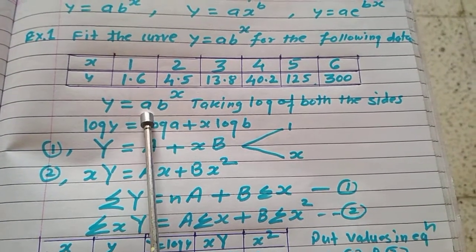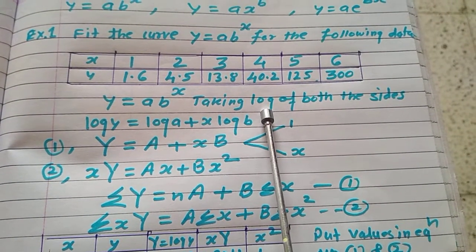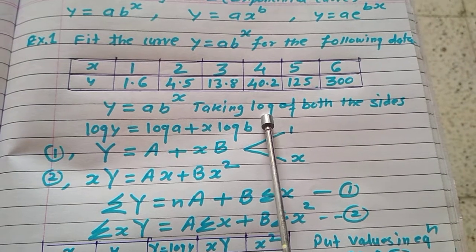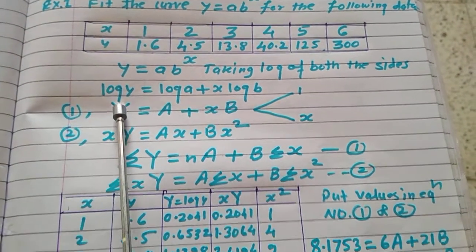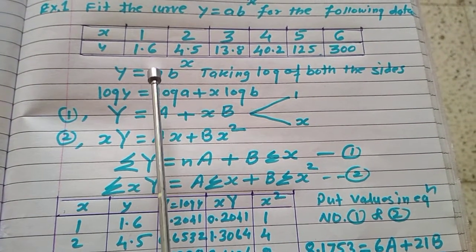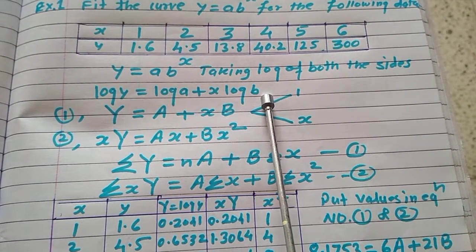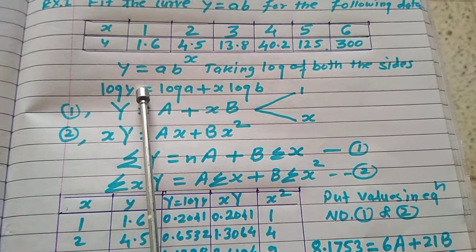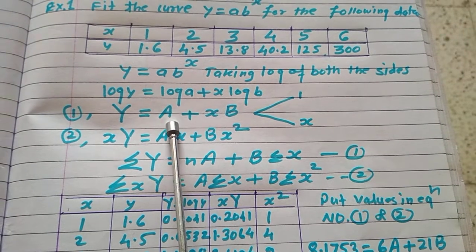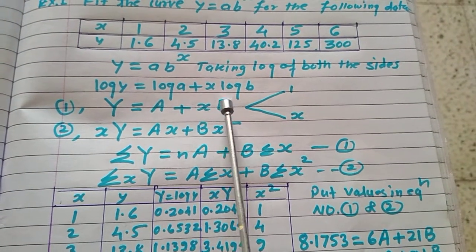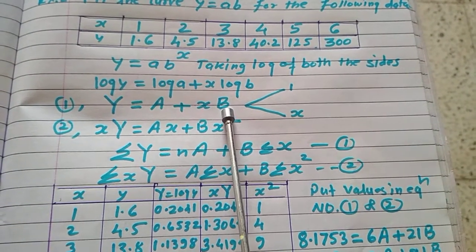So y is equal to a b raised to power x, taking log of both the sides. This log is to the base 10. So when I take log of the above equation, log y is equal to log a plus x log b. Suppose log y is a new table, and that is capital Y table. Suppose log a is equal to capital A, a new constant, x remains as it is, and log b is another constant, that is capital B.